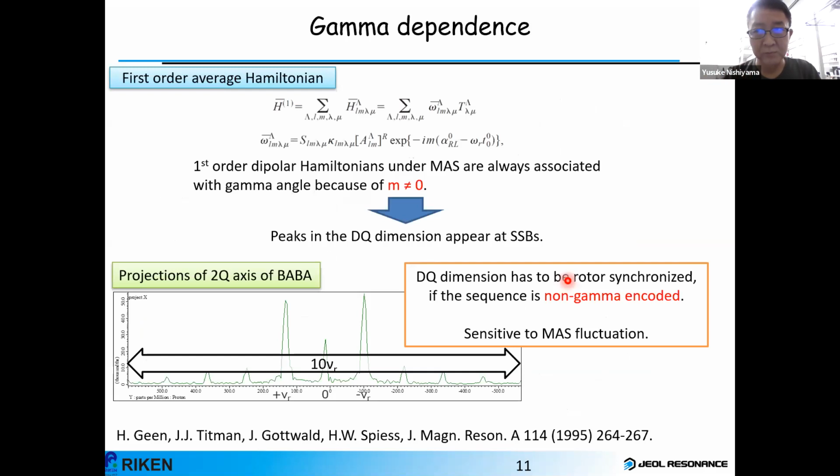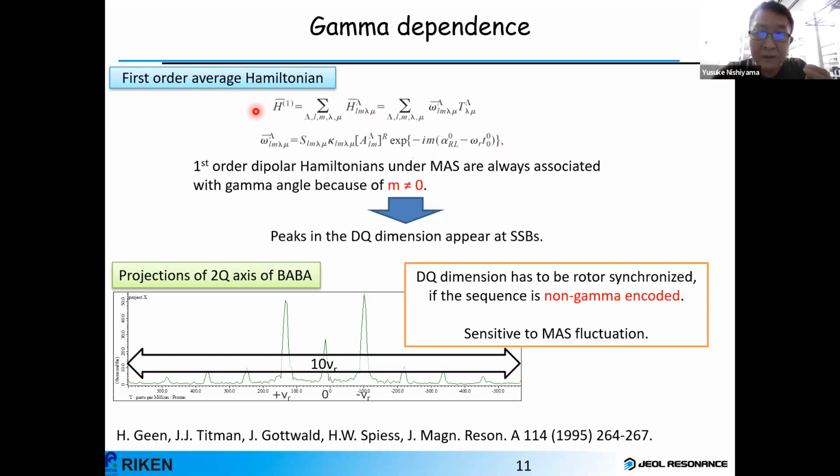Where does this dependence come from? To understand it, we just look at the first order average Hamiltonian that is written here. Now we are introducing the anisotropic interaction. That means M must not be 0. M has to be plus minus 1 or plus minus 2. Otherwise, the M20 term will be 0 at magic angle sample spinning. Then a non-zero M term inevitably introduces the gamma dependence. That's why the Hamiltonian depends on the gamma angle in the first order average Hamiltonian.